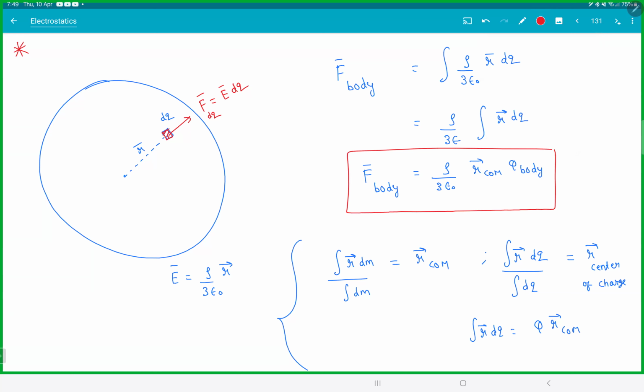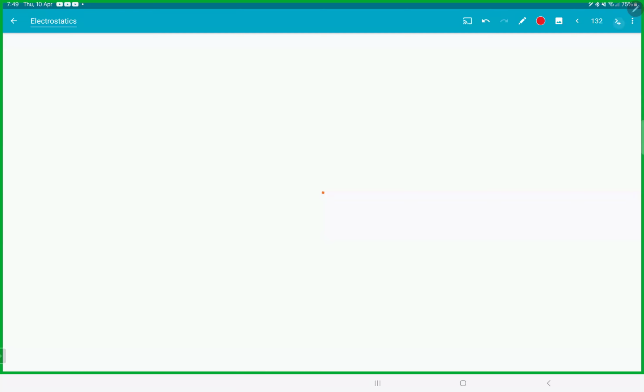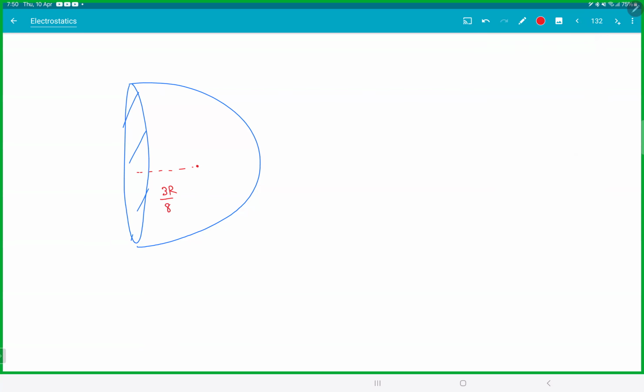Is this clear, everyone? Now, let's go to the problem there. So what is your body here? Hemisphere. What is the center of mass for a hemisphere? 3r by 8. Right? So you have to keep all the charge there, q. How much is q? Rho into volume, 2 by 3 pi r cube.